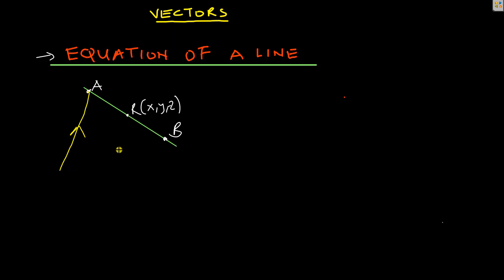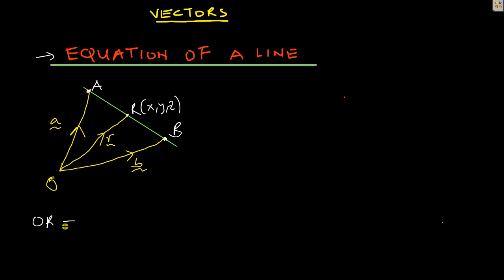Okay, very close. So let's say this is the origin. The position vector of A, let's call it small a, and the position vector of B, let's call it small b. So our equation of the line should be able to give us the position vector of a point R along the line AB. So let the position vector of R be represented by small r, like that.